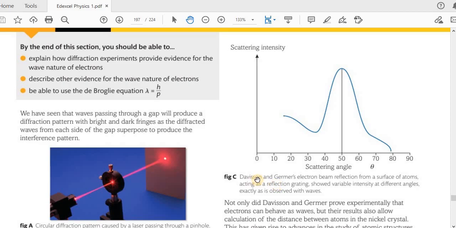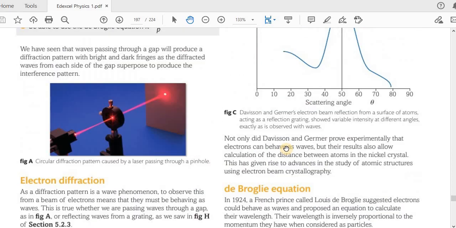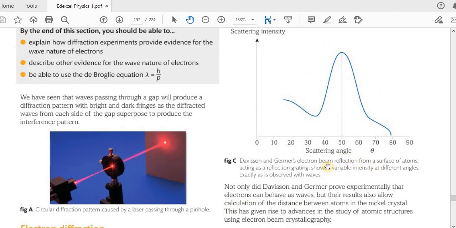Okay, so electron beam reflection from a surface of atoms. Now remember, this is a nickel crystal, so if it's a crystal or if it's anything, there are atoms in this, and the electron is sent like this, so it gets reflected by the reflection from the surface of atoms on that crystal. See, electron beam reflection from a surface of atoms acting as a reflection grating.